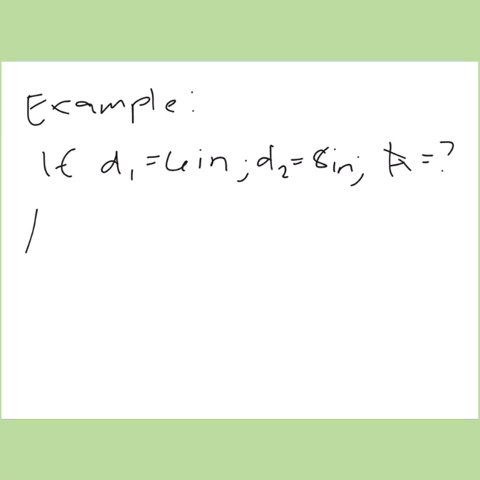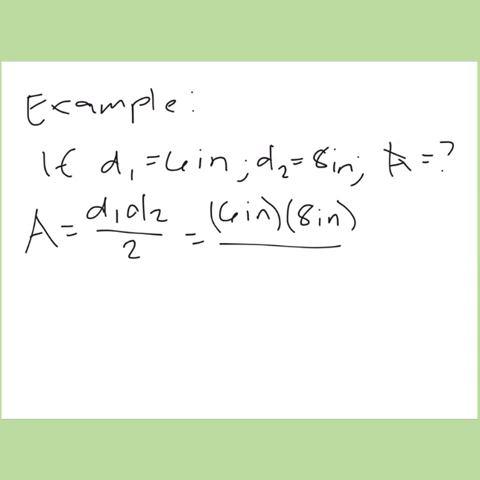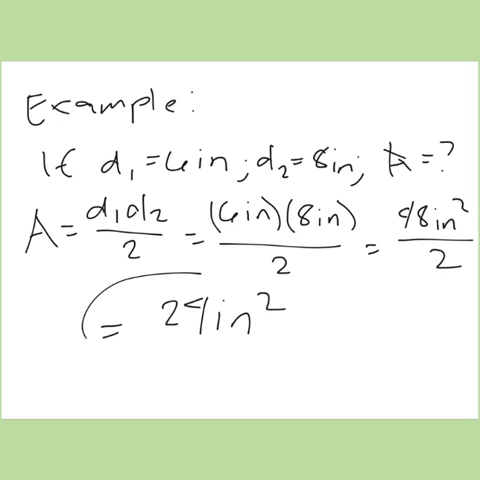Let's try to get the area using the formula. D1 D sub 2 all over 2 is equal to 6 inches times 8 inches all over 2, which is equal to 48 inches squared all over 2, which is equal to 24 inches squared. This is now the area of our rhombus, having diagonals measuring 6 inches and 8 inches.